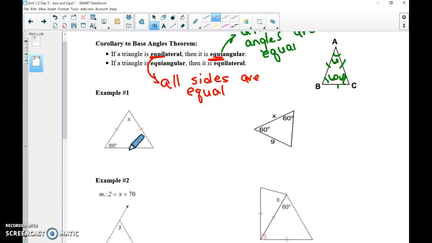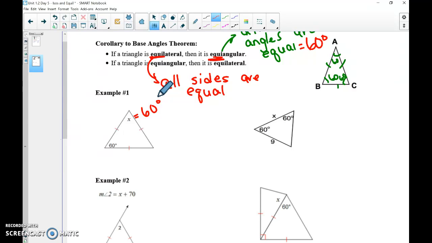So since all these sides are the same, that means all the angles are the same, which we just learned means that they all equal 60 degrees. All right? So automatically, I can tell that this x has to be 60 degrees. I don't even have to know anything else. If it's an equilateral triangle, automatically 60 degrees all the way around.